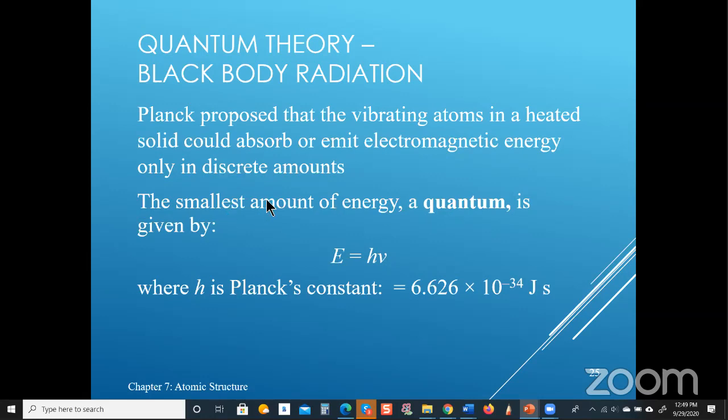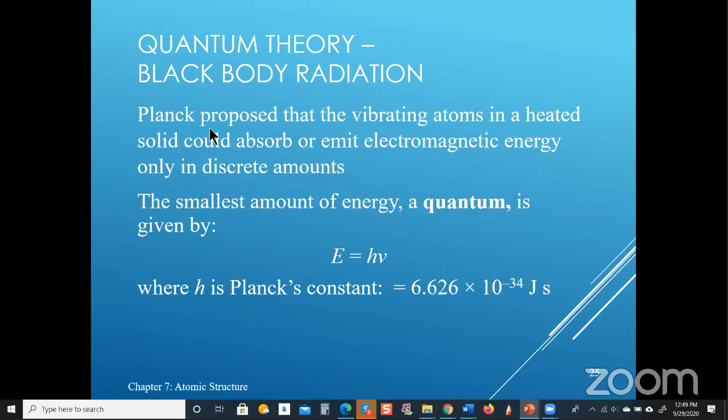And according to Planck, the smallest amount of energy that would be emitted or absorbed will be given by this equation here, right? Energy is equal to h times the frequency of the radiation that is either absorbed or emitted. Now, h is known as Planck's constant, which is equal to 6.626 times 10 to the minus 34 joule seconds. I would say for our purposes, we'll just round this off to 6.63 times 10 to the minus 34 joule seconds. And please note the unit of h, it is joule seconds, all right? Very important, because that will become important when we do some calculations.